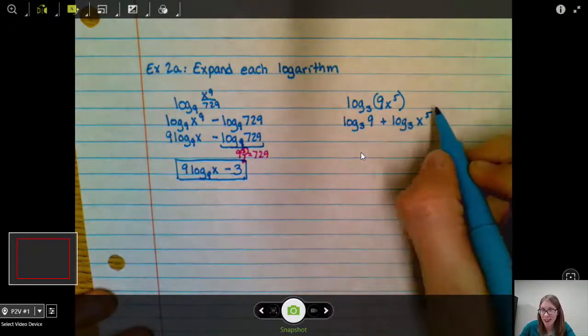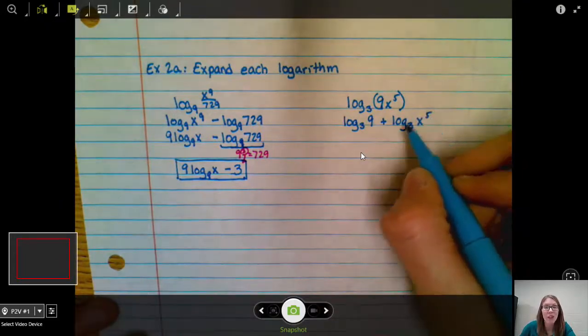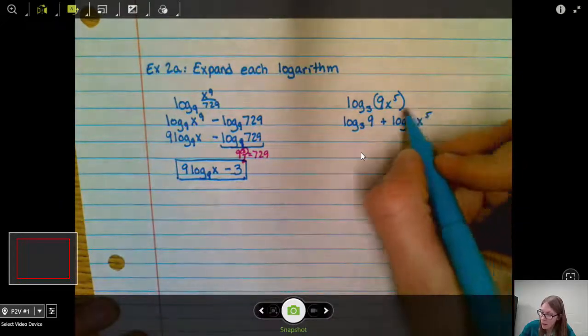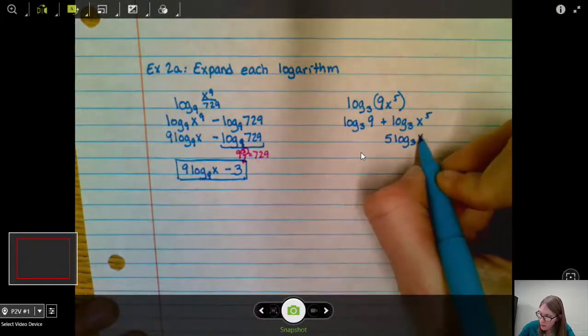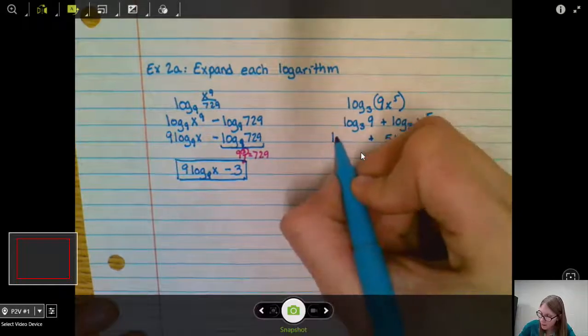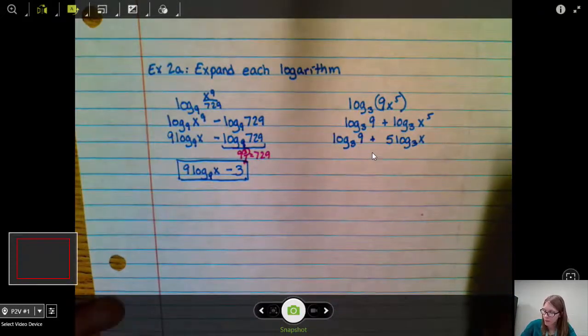And then again, I have an exponent here. So we have a property that says if we have the log of something to a power, we can bring that power out front. This is 5 log base 3 of x. And log base 3 of 9 out front.